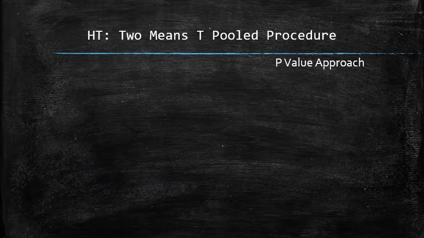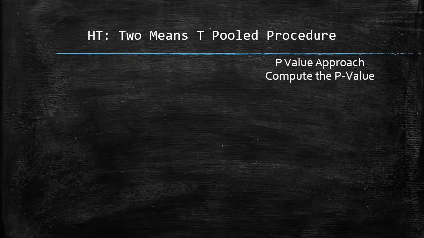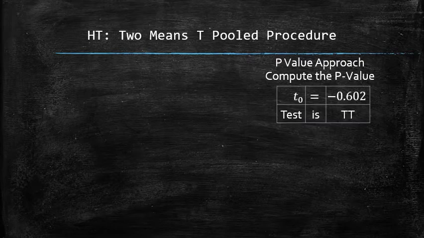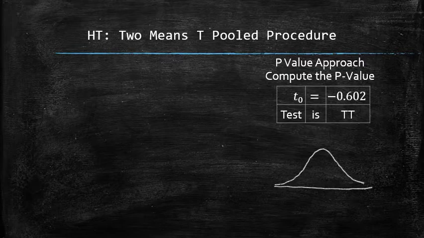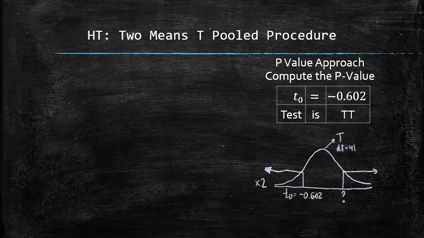In p-value approach, we compute the p-value. In this approach, we need to know the test statistic and the type of the test. We find the p-value using the t-curve with 41 degrees of freedom, according to the type of the test. So in a two-tailed test, the p-value is double the area to the left or the right of the test statistic, in this case to the left. Symbolically, it can be expressed as 2 times the probability of t being less than negative 0.602, which is equal to 0.550.